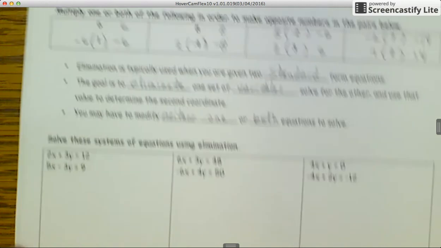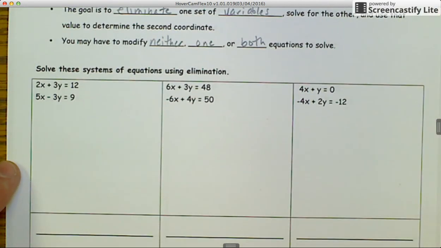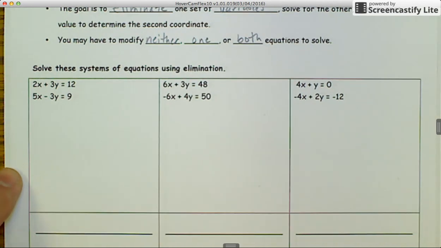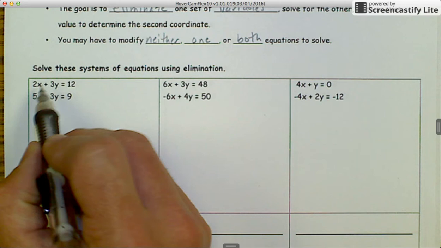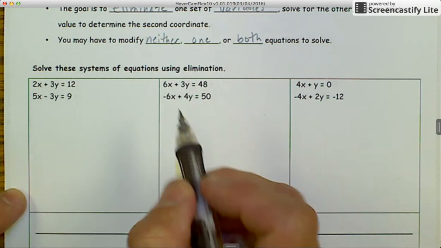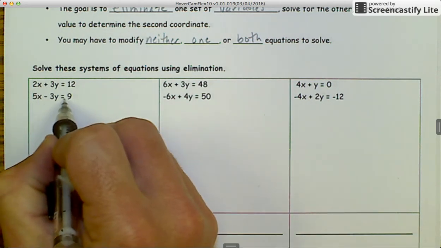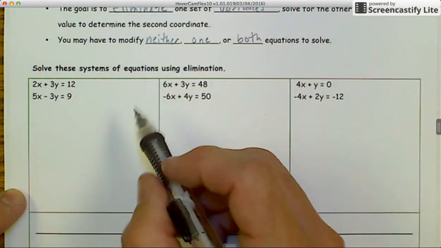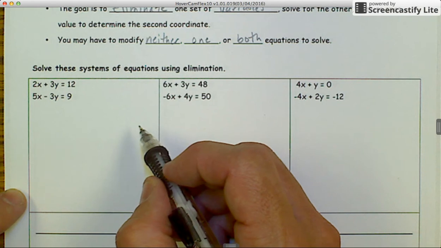I'm going to do 2 of the examples for you, so you can copy down and observe, and then you're going to do the third example for homework. So the first example, we have 2x plus 3y equals 12, and 5x minus 3y equals 9. Again, the goal is to find variables that are opposite numbers, opposite coefficients.